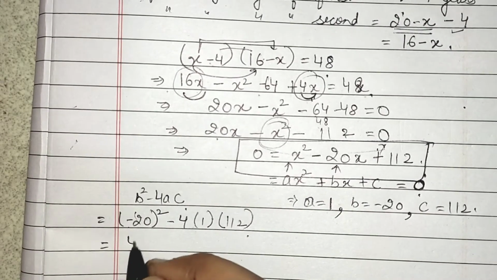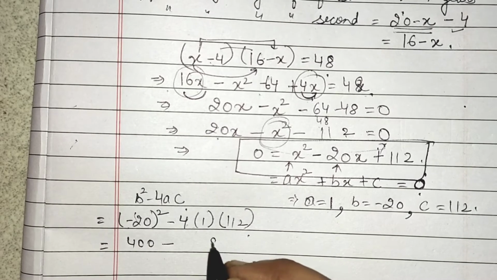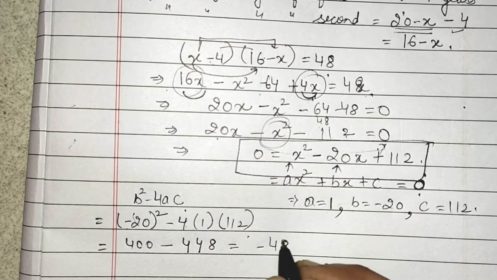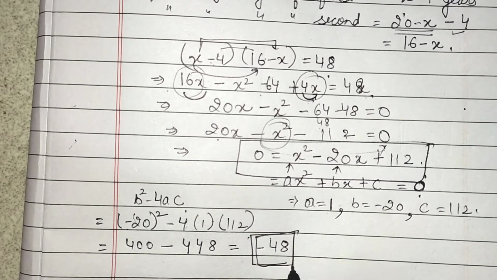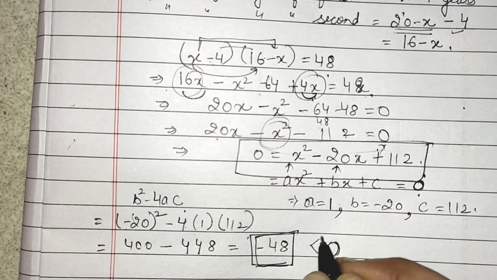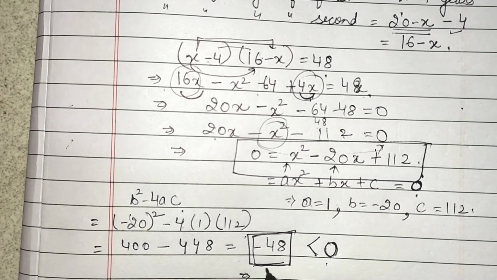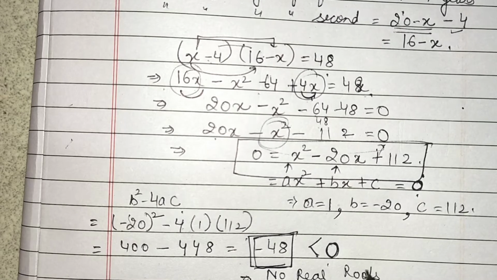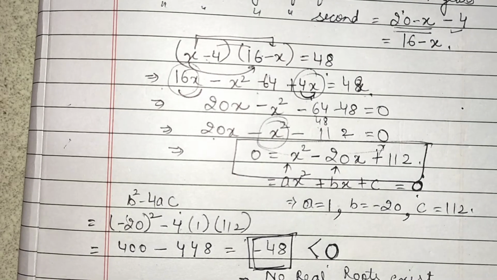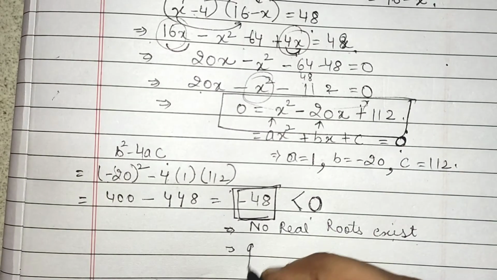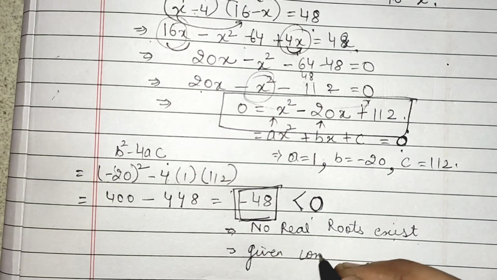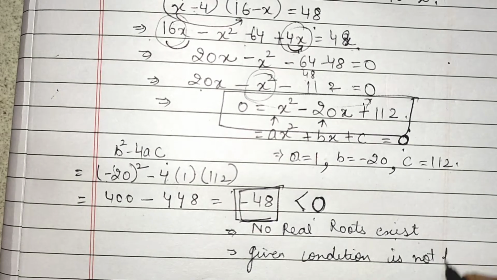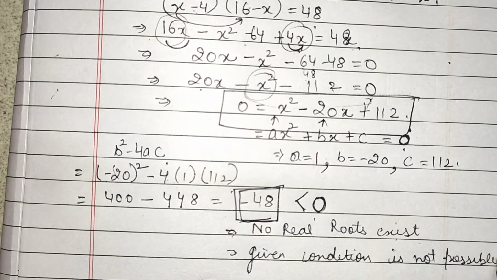So you will get 400 minus 4 times 112, which is 448. So it gives the result minus 48, which is less than 0. Less than 0 means no real roots exist. So if no real roots exist, that means the given condition is not possible. So the given condition is not possible. Okay, understood?